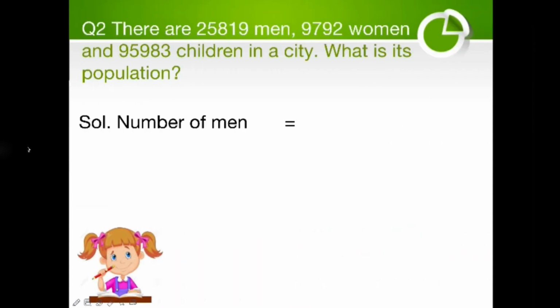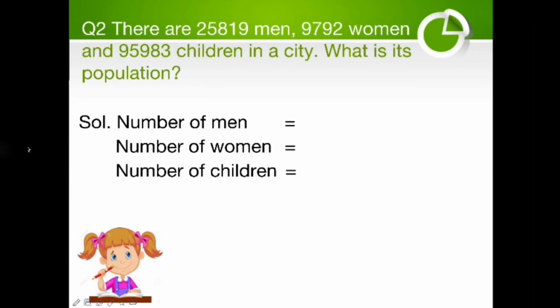The question is there are 25,819 men, 9,792 women and 95,983 children in a city. What is its population? So, first of all, we read the statement: there are so many men, women and children in a city. We have to find the total population of the city. So, for finding total population, we need to add men, women and children.